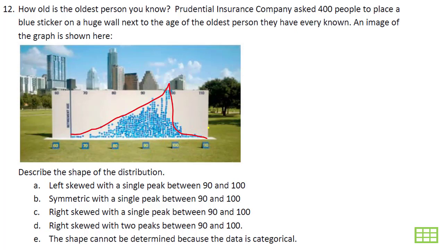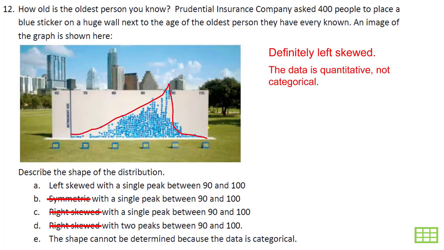It's not perfect. So, describe the shape and distribution. Definitely left skewed. That makes my life easier because I'm going to cross out anything that is not left skewed, like symmetric, right skewed, right skewed. And then it says the shape cannot be determined because data is categorical. Pretty sure data is quantitative, not categorical, so cross that out. And then we have left skewed with a single peak between 90 and 100.